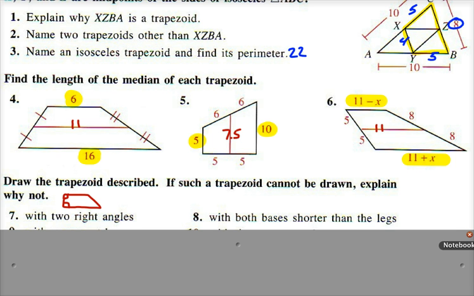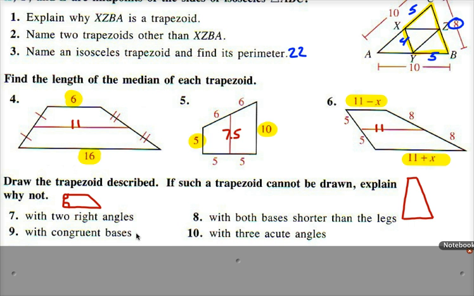8, trying to draw a trapezoid with both bases shorter than the legs. Right? So all I need to do is draw small bases and long legs. So if I have something like this, I can have a trapezoid where the bases are both shorter than the legs.